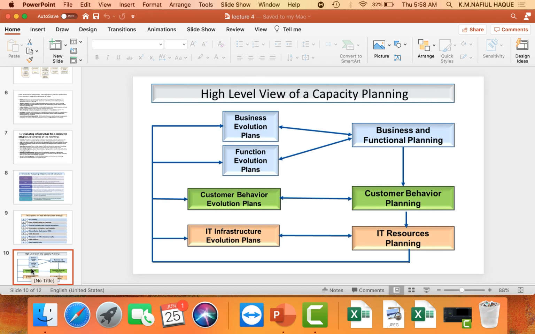Now, a high-level view of capacity planning: business evaluation plans and function evaluation plans. This is combined with business and functional planning, then customer behavior planning, IT infrastructure evaluation plans, and IT resource planning. So you see, this is a flow chart, a high-level view of capacity planning. Either way, you need combinations of these components so that you can create a really valued organization.